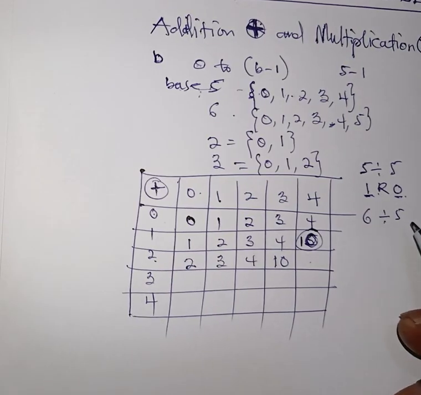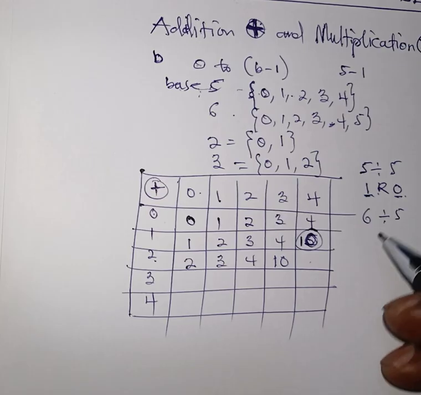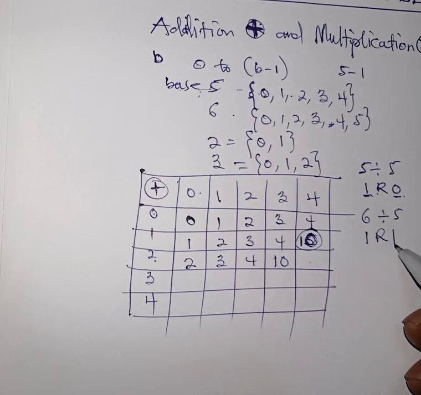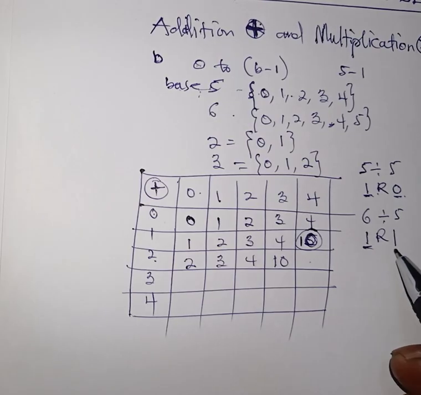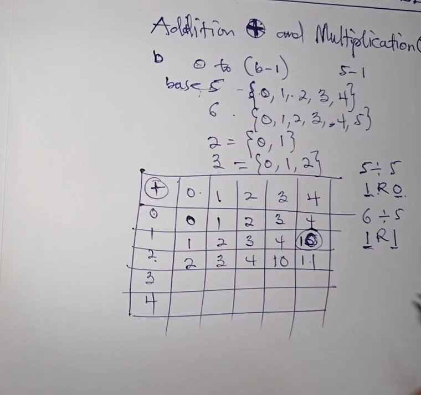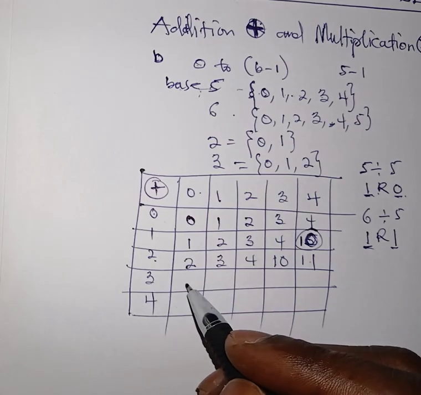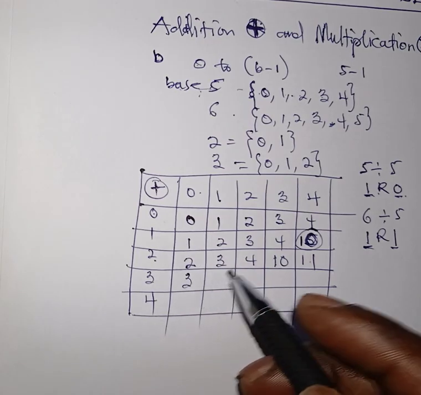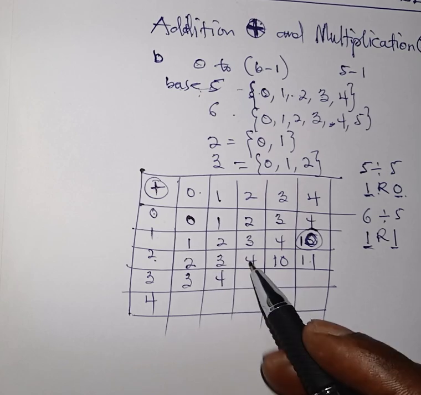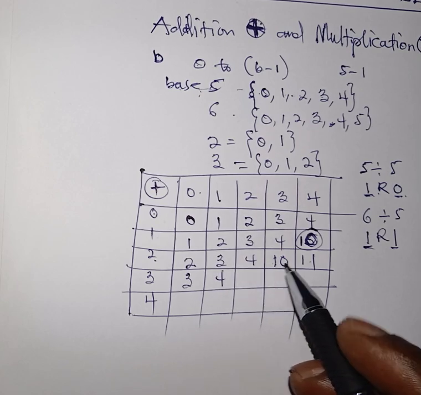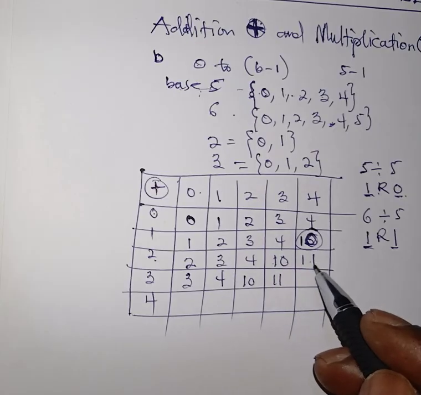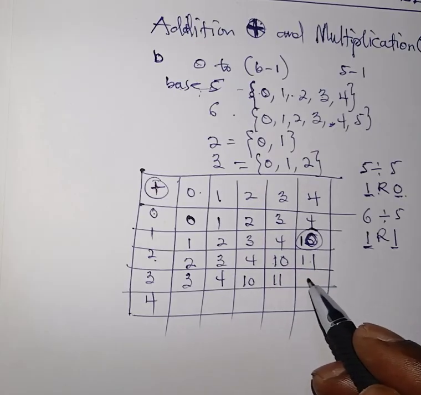So 6 divided by 5, we are getting 1, remainder 1. So it means I'm going to write this and that here. Have you gotten that? Great. Then here will be, because we are saying 0, 1, 2, then here will be 3, here will be 4. Now after 4, what do you get? You get 10. After 10, you get 11. So if I'm getting 11 here, then my next box will be 12.